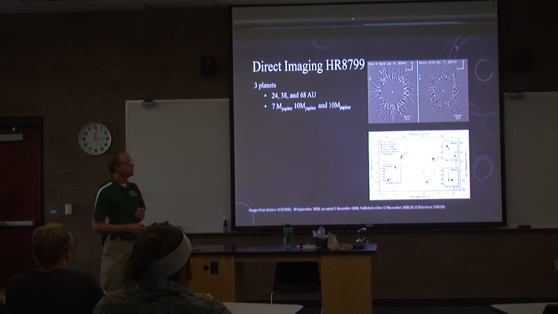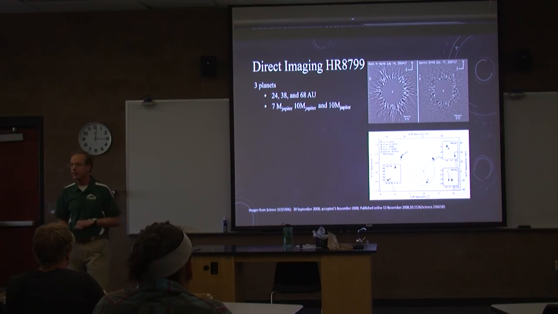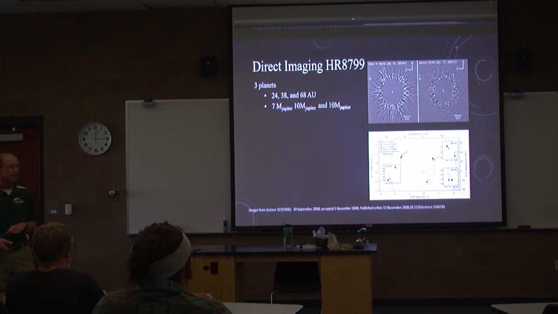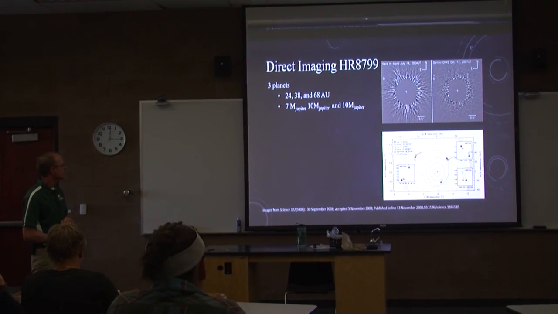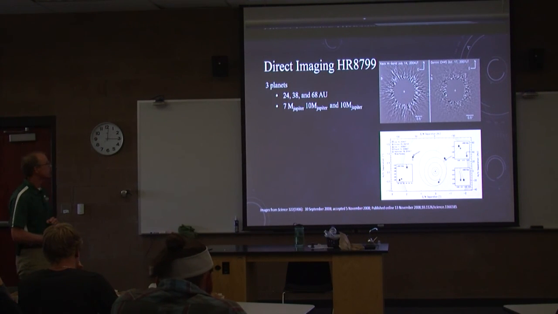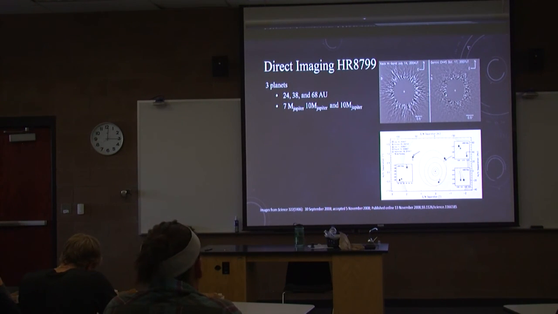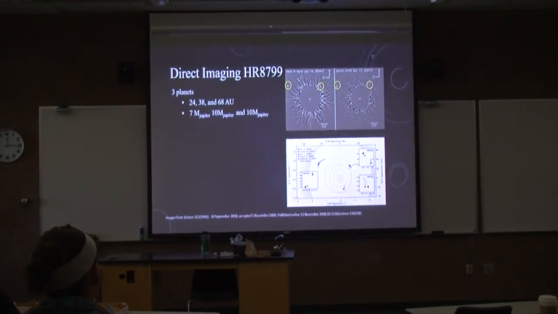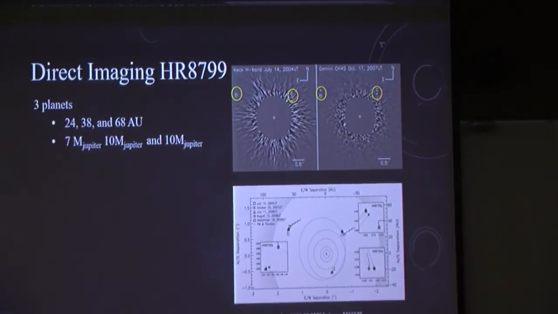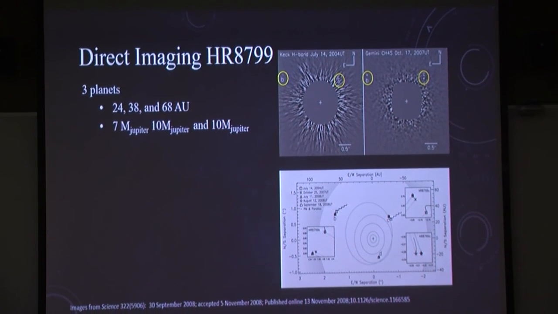This is a much less visually appealing direct imaging result. This is in the infrared portion of the spectrum. And there are three planets, actually. So these are some images taken, or that were presented in their paper. There are three planets, two of which I've labeled there. This is 2004 in July, and this is October 17th, 2007. So the planets are positioned there.